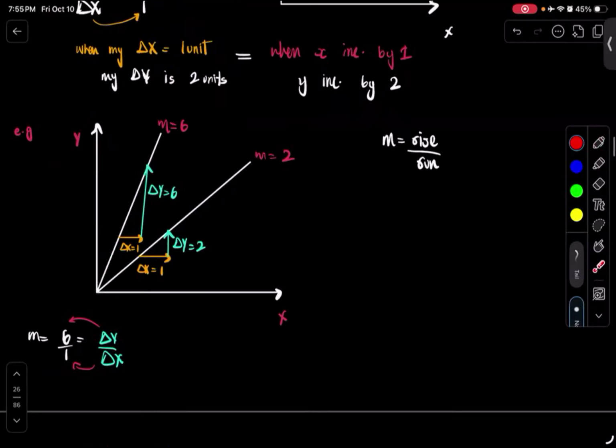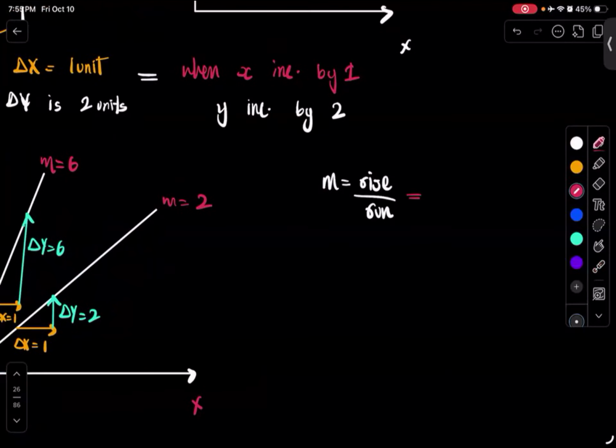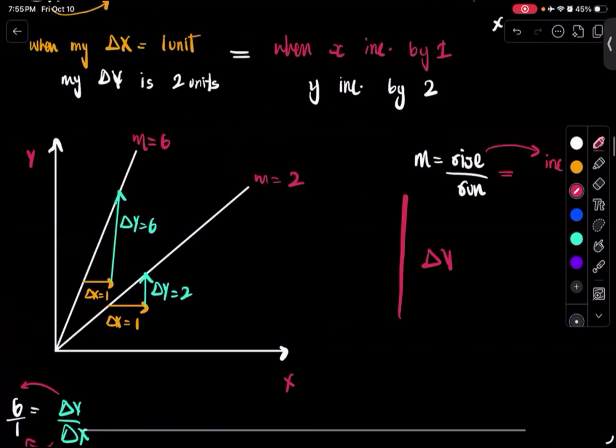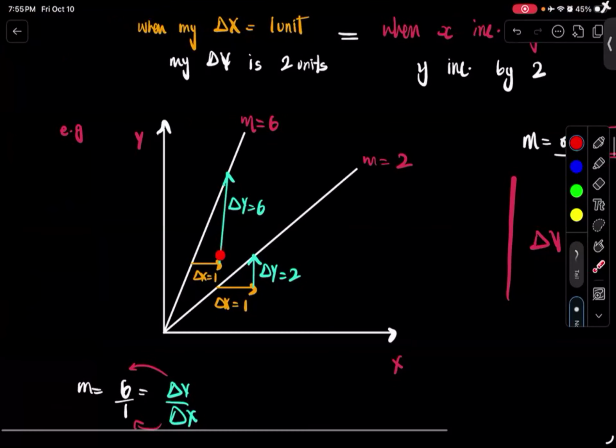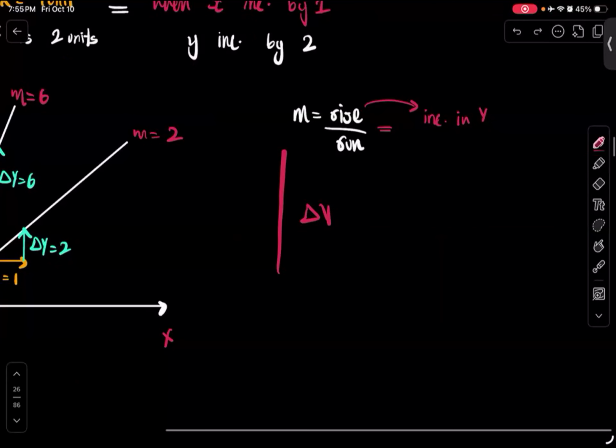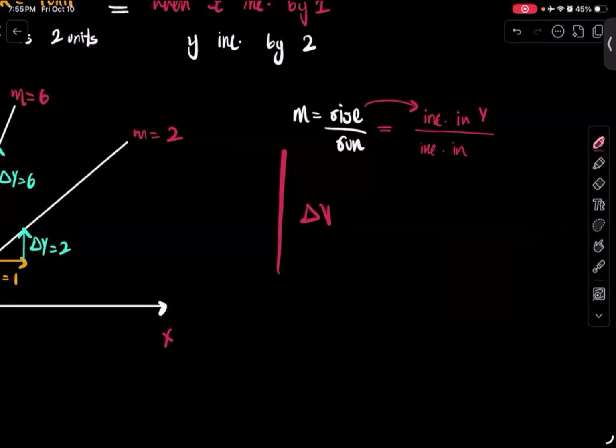Now, rise is basically your increase in y, because it's the graph rising. That's the change in y. Do you see that? This is the change in y. This is the amount of rise that you get in the graph. And what is the change in x? That is the run, right? How much your person is running to the right. So that's just run. So it's basically the same thing. Increase in y and increase in x.